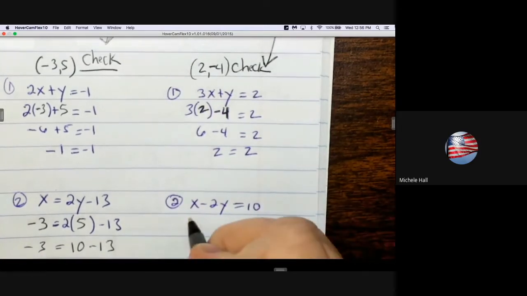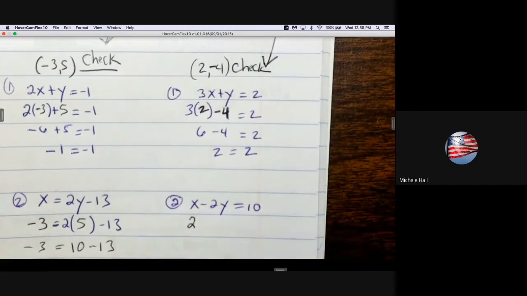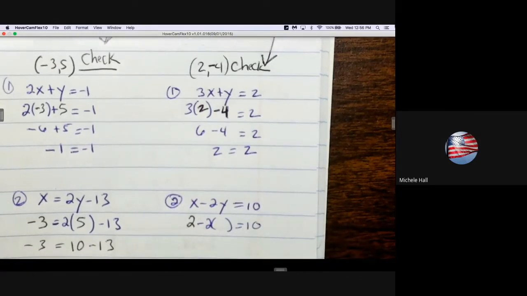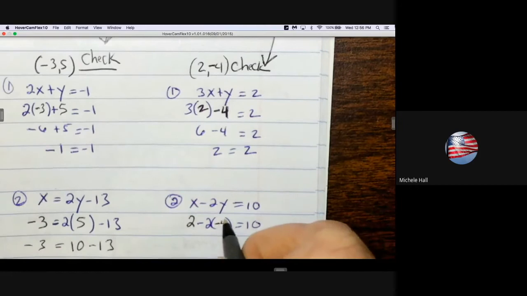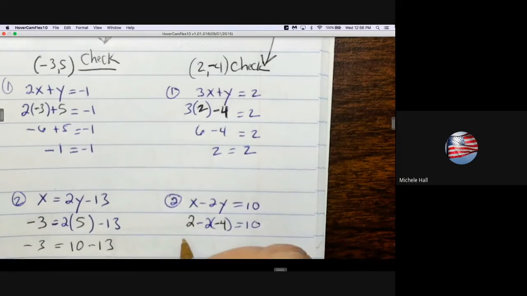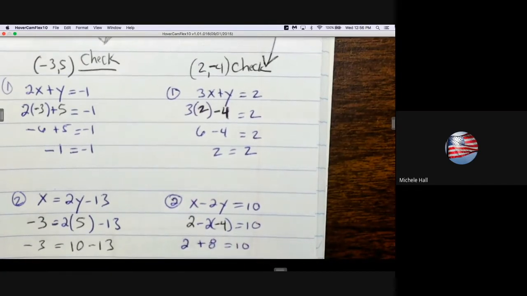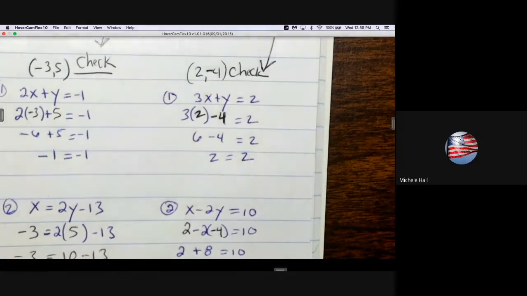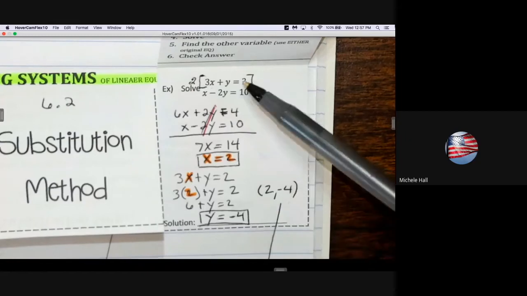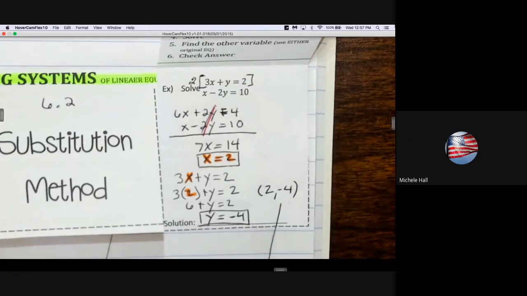So x is 2 minus 2 times y, and y is negative 4. We have 2, and then negative 2 times negative 4 is a positive 8. And we get a true solution. Therefore, 2, negative 4 is a solution to the system of equations. Let's try a couple of examples for 6.3.